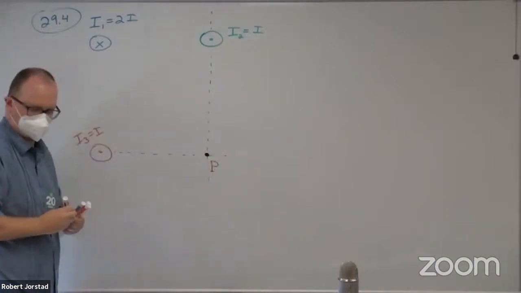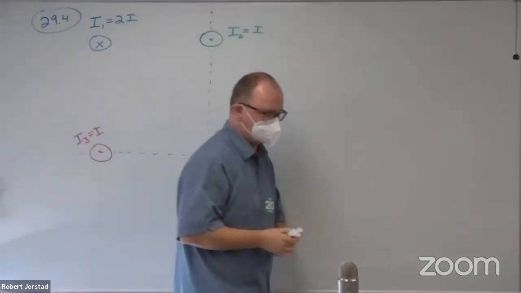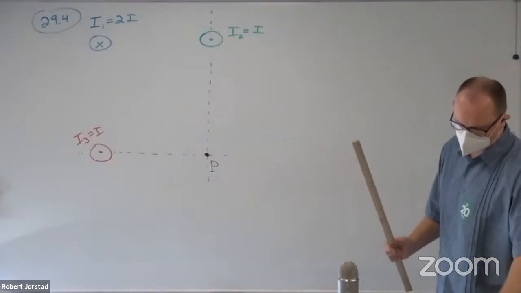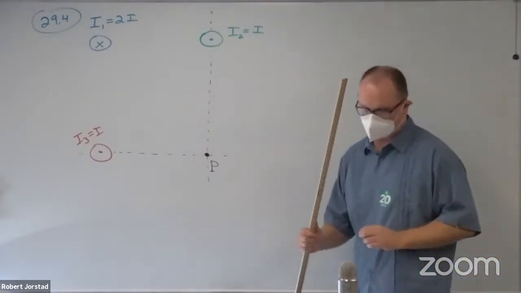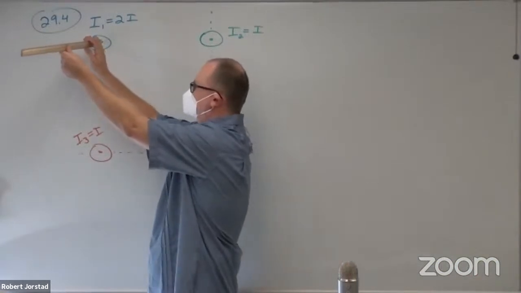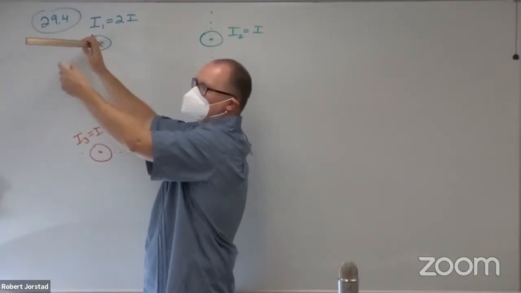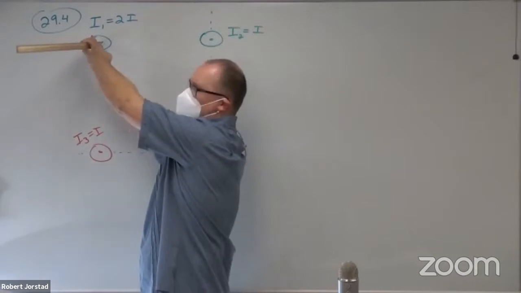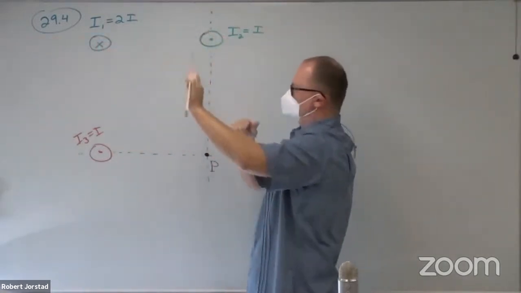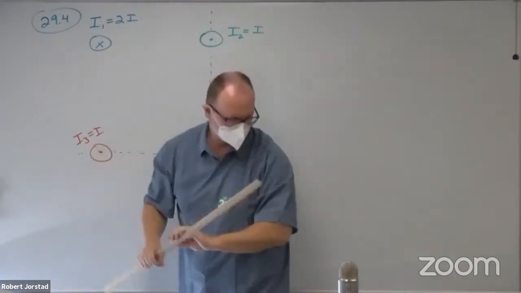Point P. Now, in this case, I don't want you to think of these as points. I want you to think of them as infinitely long wires. So in this problem, there's a wire that's sticking out of the board and into the board infinitely far. This particular wire carries current into the page. This one carries current out of the page, and so does this one, I think. Did I get it right?